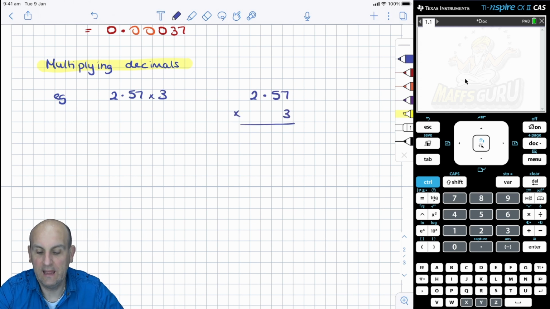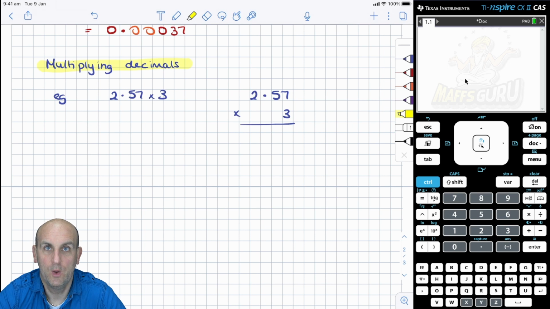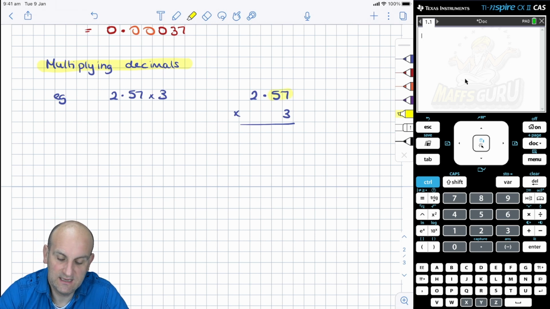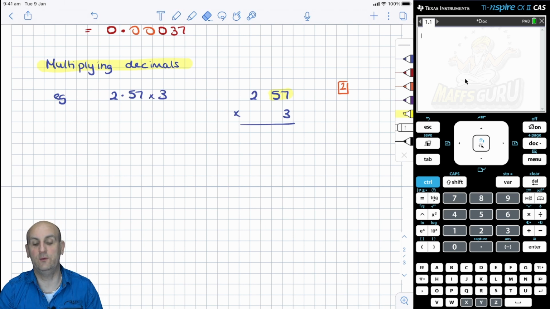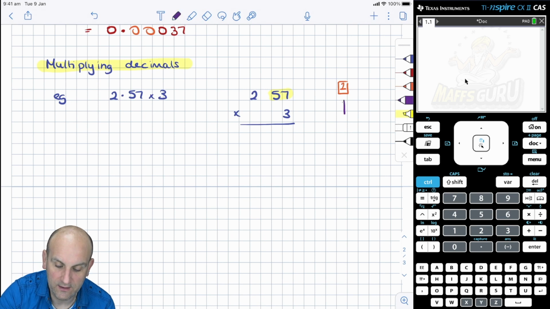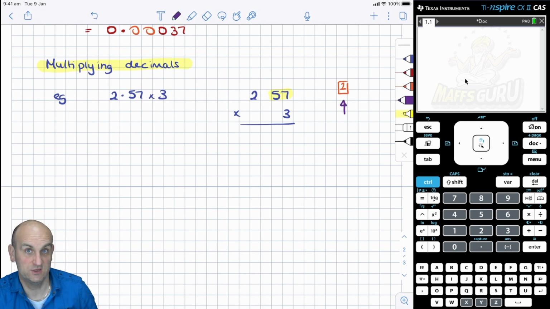Now, what we actually have to do is remove the decimal points, but we have to remember how many decimal places there were when we removed it. Can you see there are two numbers here after that decimal point? So I put a 2 in a square and I delete that decimal point. So I actually now have 257 times 3. But I've still got track of my decimal places, and I'll show you why in a moment.